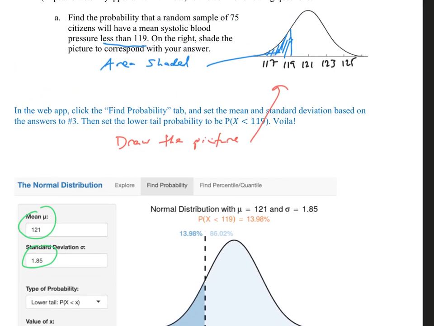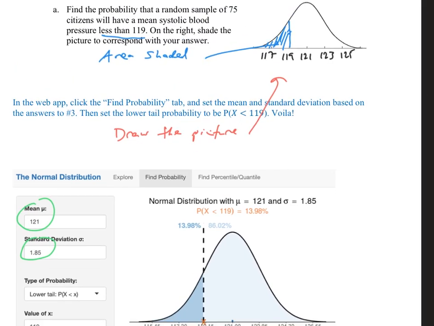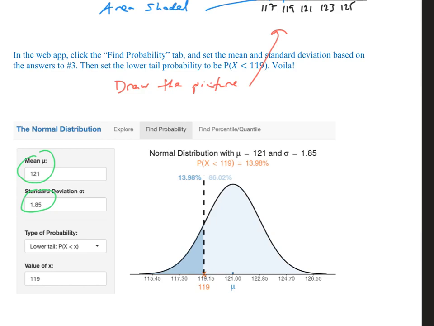My picture here is shaded from a point to the left, and so the app calls that a lower tail probability. You can just guess one of these. It doesn't really matter because you're going to make sure it draws the right picture. So if your picture doesn't look like the picture on the screen for the computer, then you picked the wrong one. So it's a lower tail starting at 119.